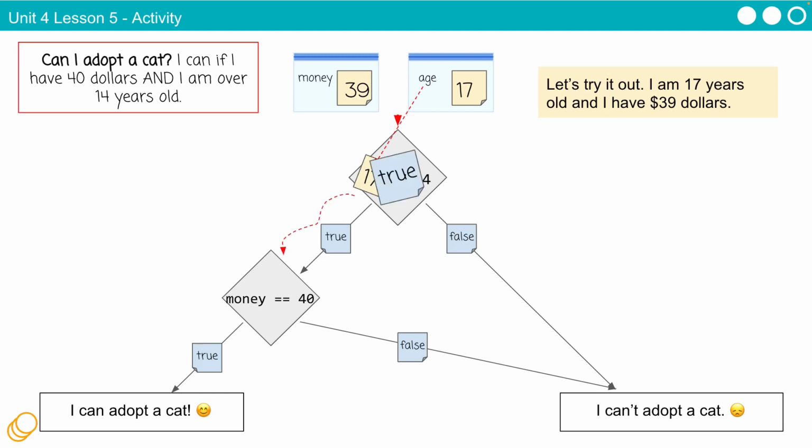All right. Then we're going to check to see if money is equal to 40. Here they have equal to 40. It really should be greater than or equal to 40, because if you have $50, you should be able to get a cat because you have at least 40. But that's another thing here nor there. So 39 equal to 40? No, it is not. So we cannot adopt a cat. So that's how these kind of operators work.